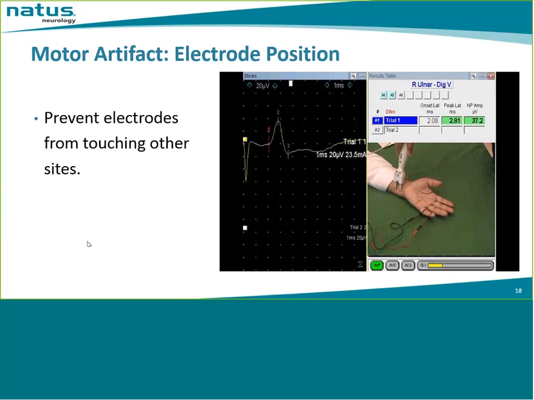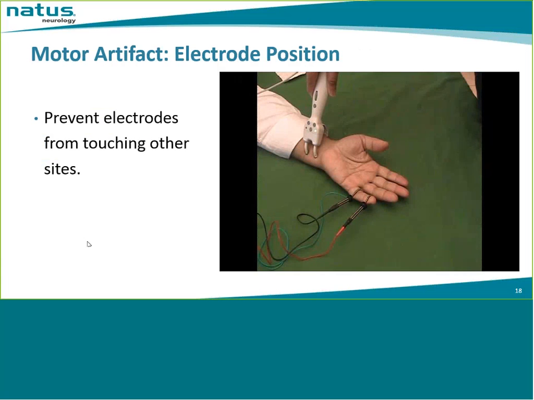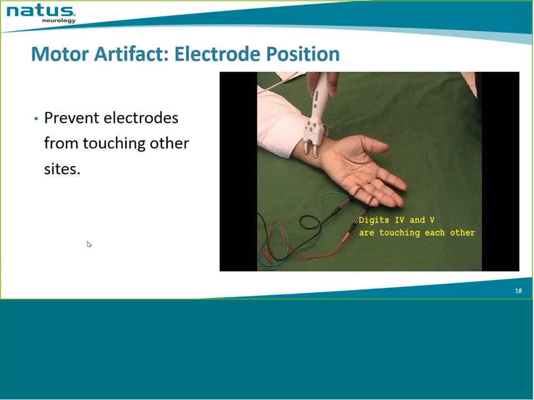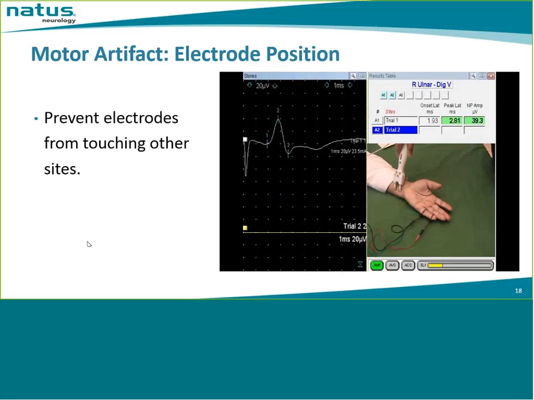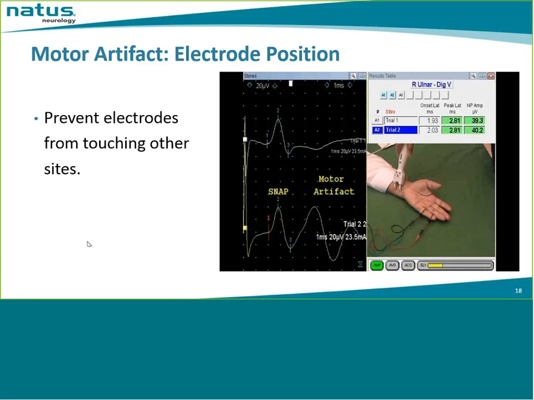Now see in the video what I'm doing. We will have the patient touch the fingers. We will stimulate again. And this time we have got motor artifacts. When the fingers are touching, it provides a path for the motor potential to reach the recording electrode. When the fingers are separated, that path is removed and we get far less motor artifact.